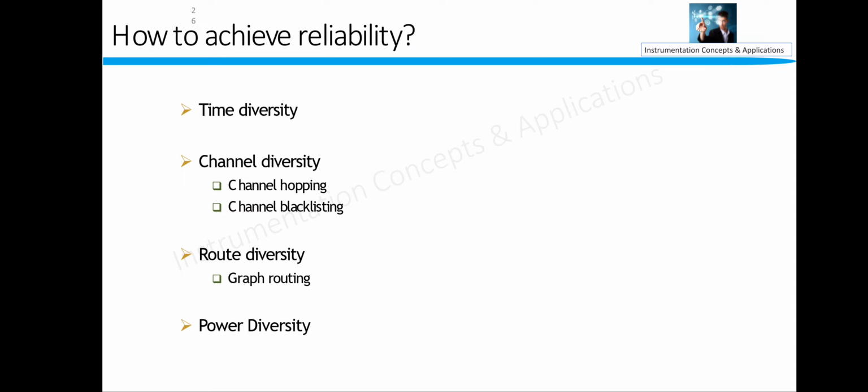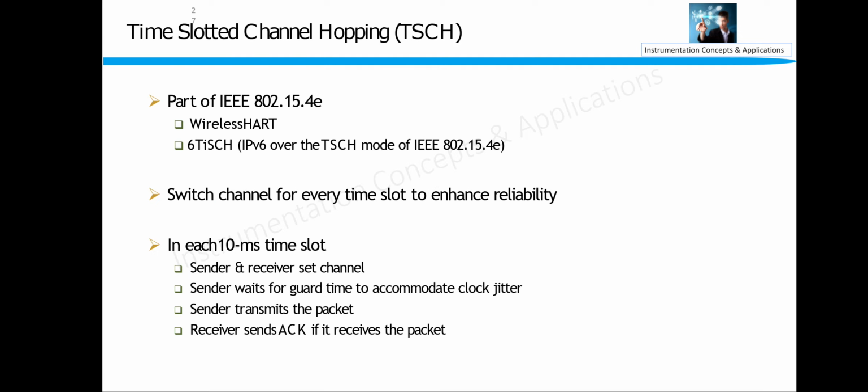What we are using gateway, in that we can use 100 number of devices at a time. So in wireless HART technology, how to achieve reliability? These are some technologies being used in the wireless HART technology that make this technology super reliable: time diversity, channel hopping and channel blacklisting, route diversity, graph routing, and power diversity. These diversifications are being used in this communication, which make this communication safe.